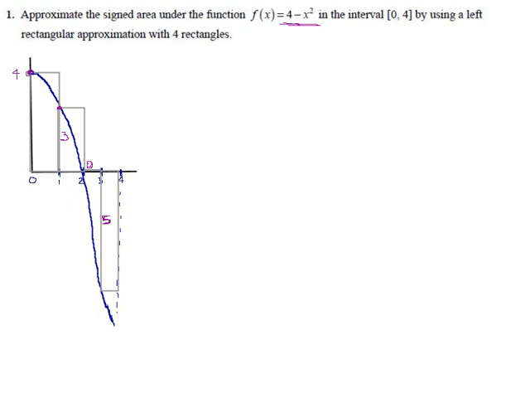So if we do rectangular approximation, this first rectangle is 1 by 4. That's 4 units of area. The next rectangle is 1 by 3. That's 3 units of area. The next one doesn't have any area. And the last one is 1 by 5, so it's got negative 5 units of area. 4 plus 3 is 7. Take away 5 is, our rectangular approximation is 2. Okay, so if you just want the question done, it's now done, and you can move on.